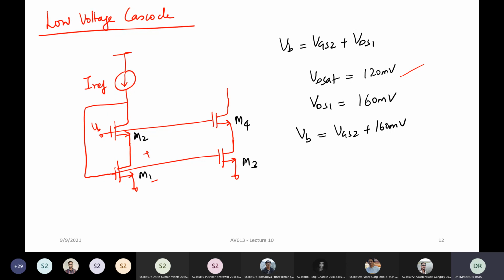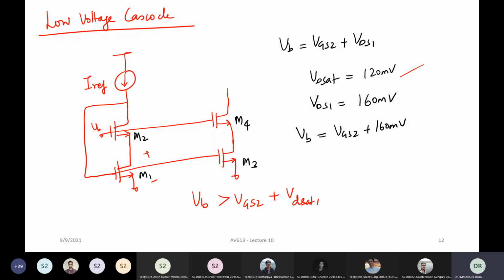The lower bound is what? Or rather, the VB should be greater than VGS2 plus VOV of 1, if you use the old classical equation. Otherwise you can just replace it with VD sat, right? Let's just use VD sat so that we are more up to date.